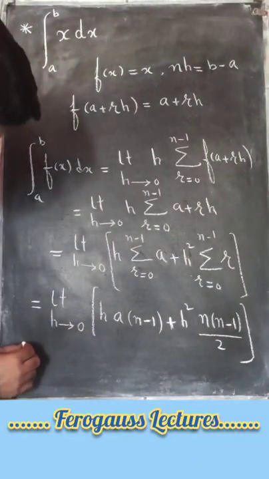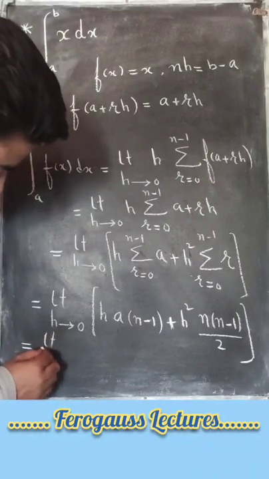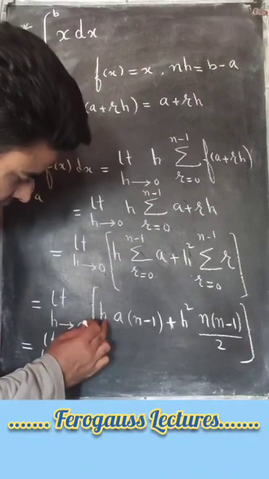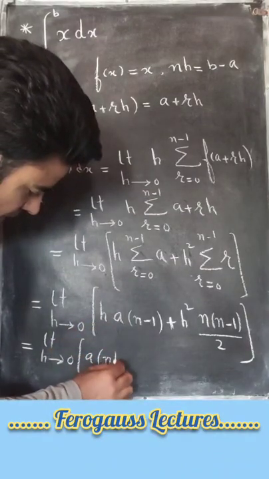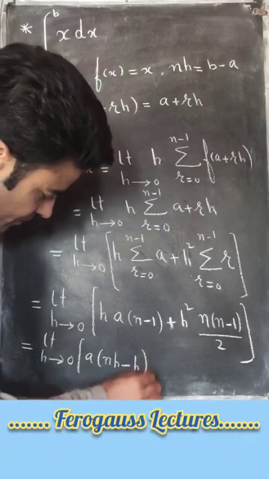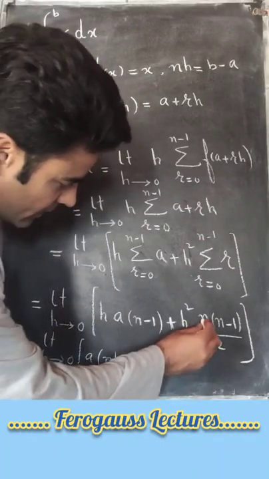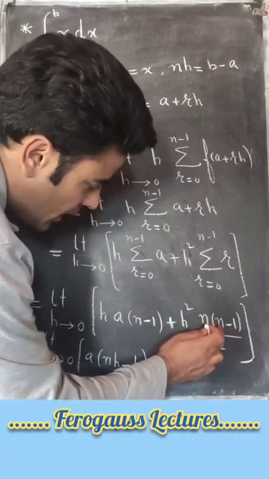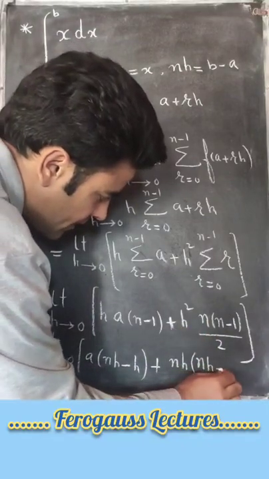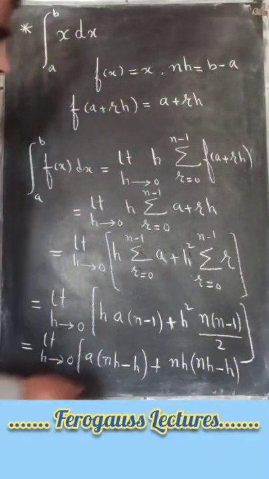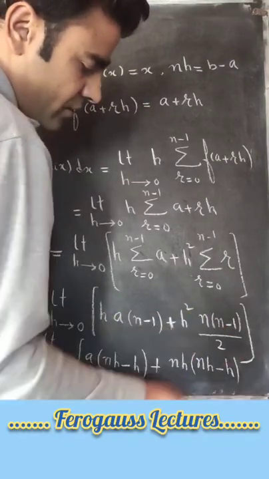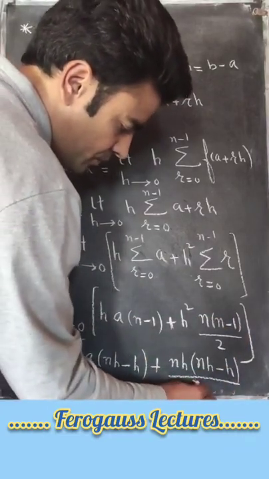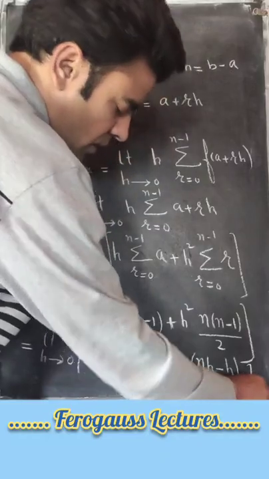Or we can write it as limit h tends to 0 of a into nh, plus, then we have n into h and n into h minus h. Now we can multiply one h to this factor and one h to this factor, so we get nh into nh minus h divided by 2.